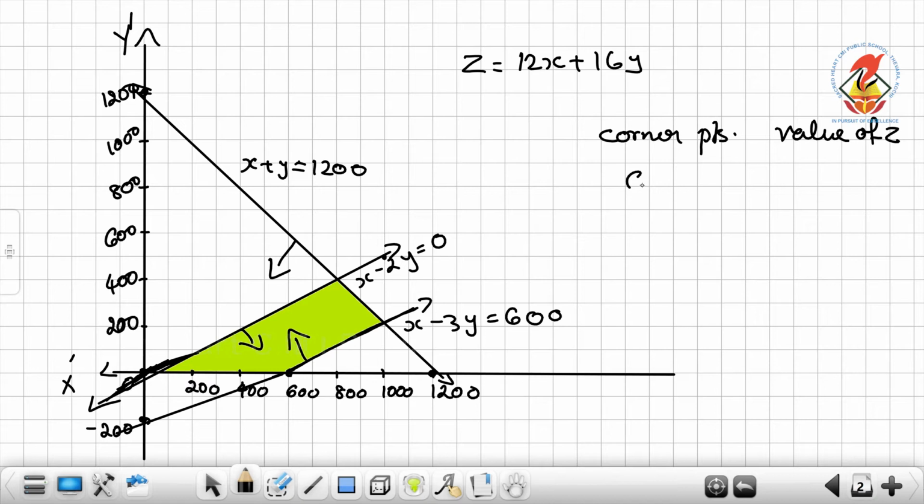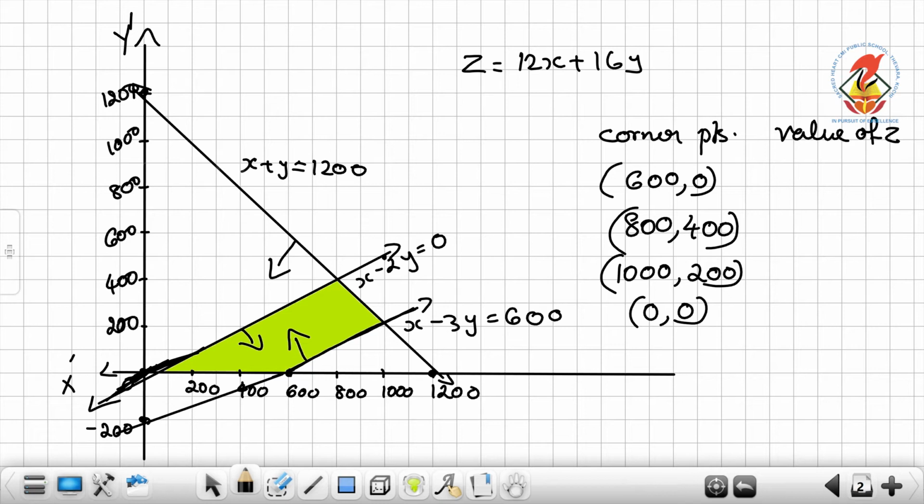one is 600, 0, 1200. Is there any point like that? 1200, 800, 400. 800, 400, and this first point means it is passing through the origin. Okay, so it is origin itself, and here we have one point, that is 1000 and 200.